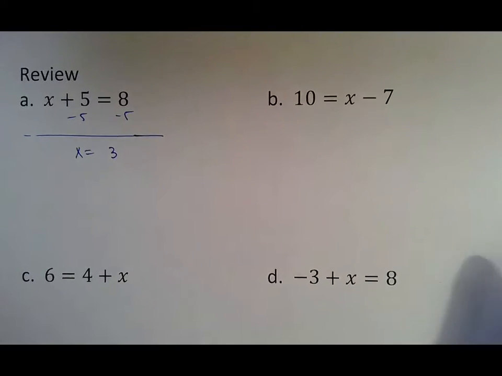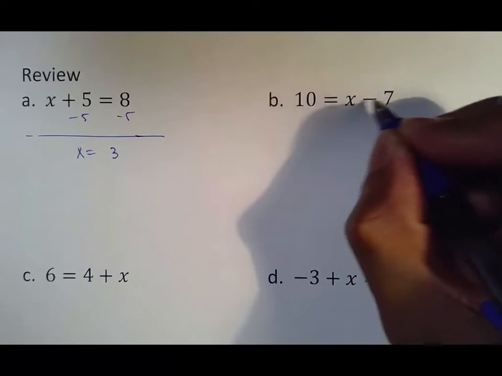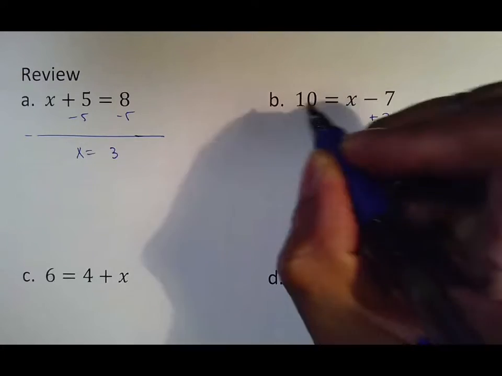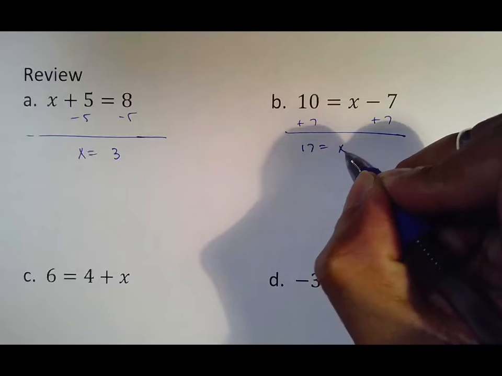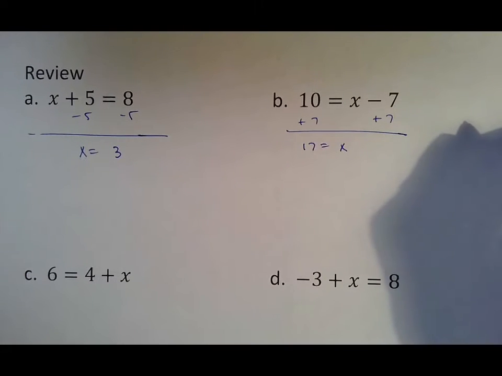10 equals x minus 7. Again, basic level question. Recognize that x is over here with minus 7, so we put plus 7 on both sides. 10 plus 7 being 17 equals x, and that is all.